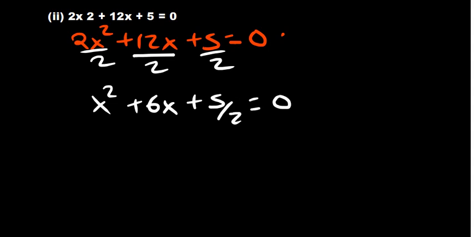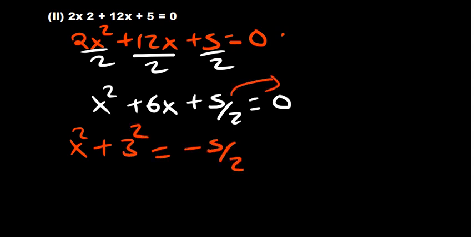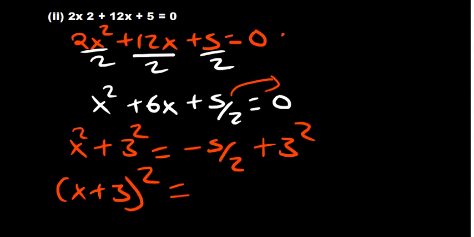At that point, what can we do? Now we get to the same step. We only get the half of the b part when the coefficient of x squared is 1. So now we have x squared plus 6x, the half of 6 is 3, squared. The constant can go to the other side to be minus 5 over 2. We are also adding the 3 squared. So we now have x plus 3 squared is equal to negative 5 over 2 plus 9.